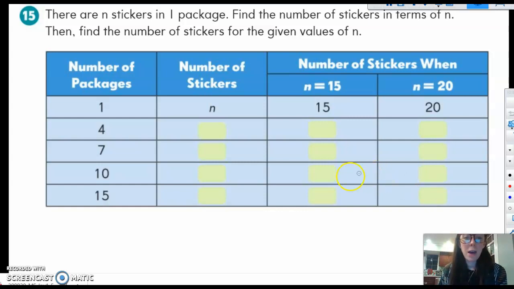So you are going to be asked after watching this video to fill out this chart that you see right here. And I'm going to walk you through one of these rows. So in this first column, it's looking at the number of packages.